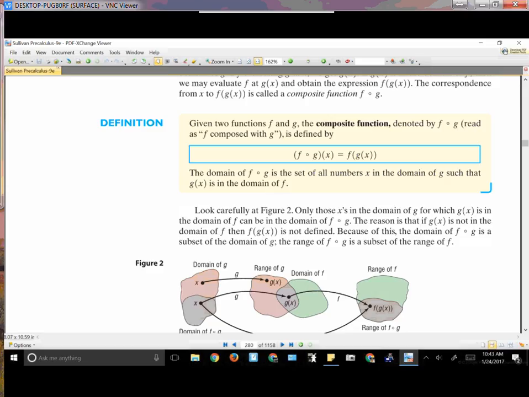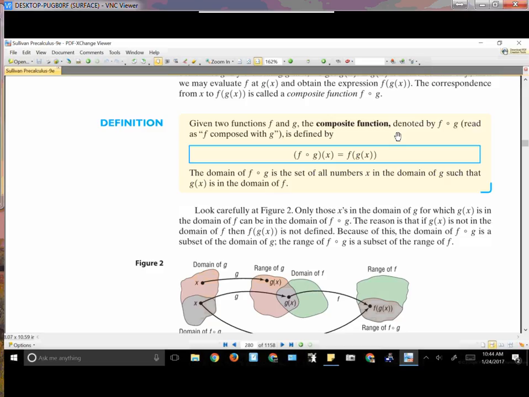So, given two functions, the composition is always going to be read as F, and let's get this open circle, and a G. That's read as F composed with G. Now, I do not like the composition notation. It's a little annoying at times and difficult for students to get figured out what the proper order is.